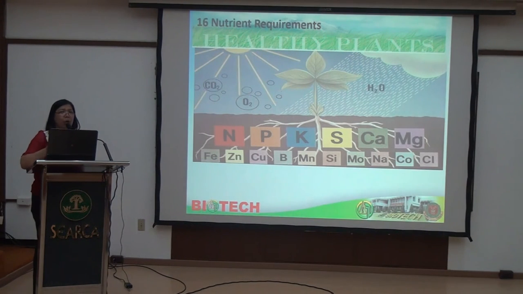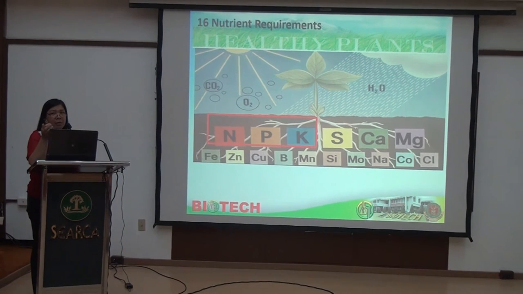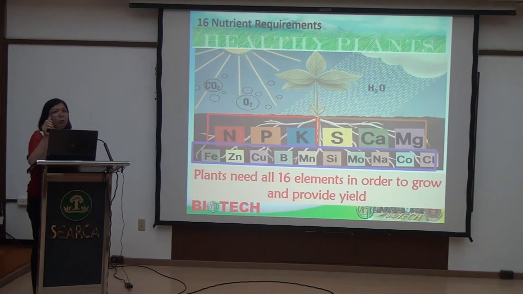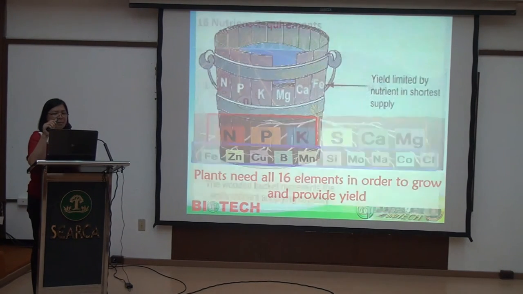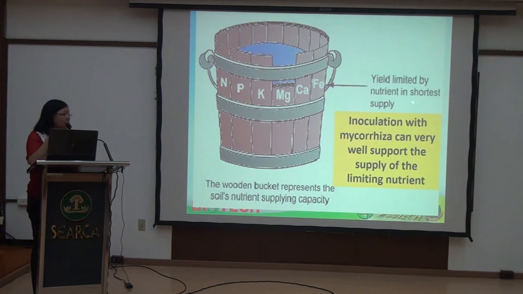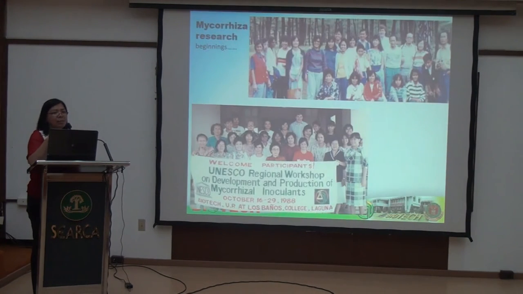So, konting backtrack lang po. For crop production, we need 16 nutrients and the sun, the air, and the water. Itong NPK are always applied as chemical fertilizer, NPK complete. But we also need macro elements and the micronutrients. So, para po maging kompleto at mamunga, we need all 16. But if one of them is limiting, hindi po mag-increase ang yield or hindi mamunga. But with the advantage provided by Mycorrhiza, we can provide whatever is the limiting nutrient, kasi mas mabilis yung kanyang paghanap sa soil.